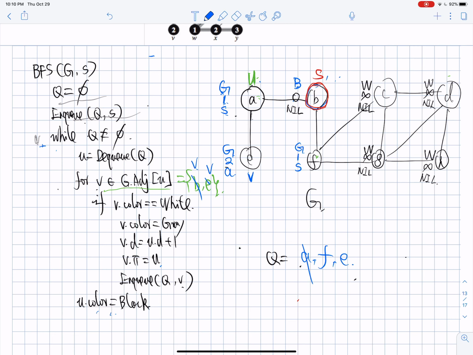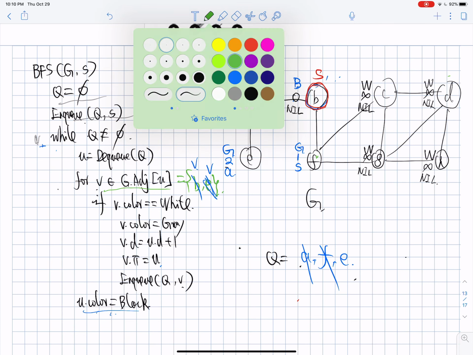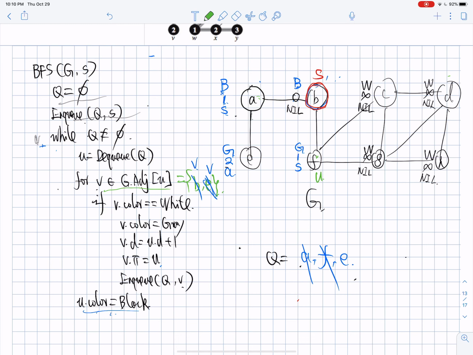Okay, so then we finish this for loop. So then we're going to set the color of the node u as black. So this node turns black, and then we finish this iteration in the while loop. So again, we are going to check if the queue is empty or not. It's not, so we're going to dequeue. So we remove this node. So here we got u as F. So we're going to put u right over here.